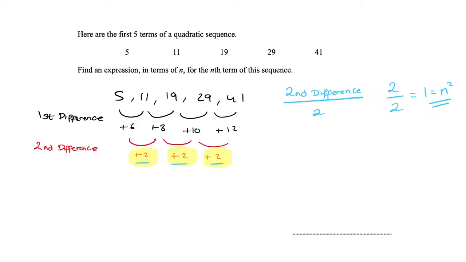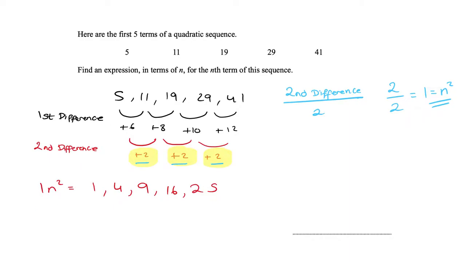Now what you do, because we have 1 n squared, you write out the sequence for 1 n squared. So 1 n squared, you keep substituting in 1, 2, 3, 4, 5 in place of n. So if we substitute in 1 squared multiplied by 1 is 1, 2 squared multiplied by 1 is 4, 3 squared multiplied by 1 is 9, 4 squared multiplied by 1 is 16, 5 squared multiplied by 1 is 25. So that's our n squared sequence.